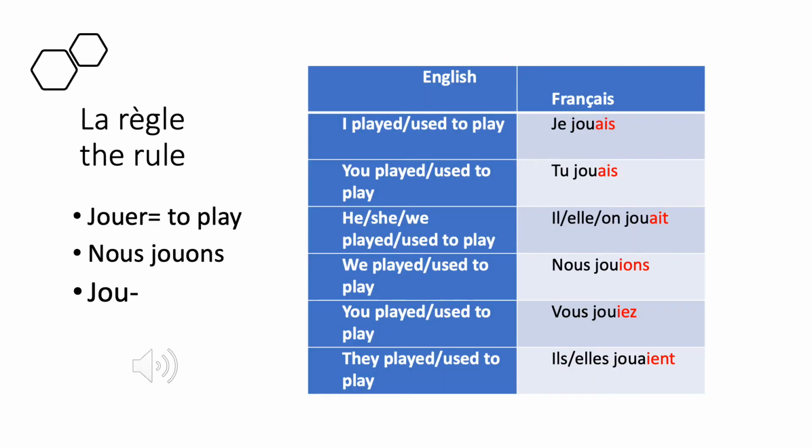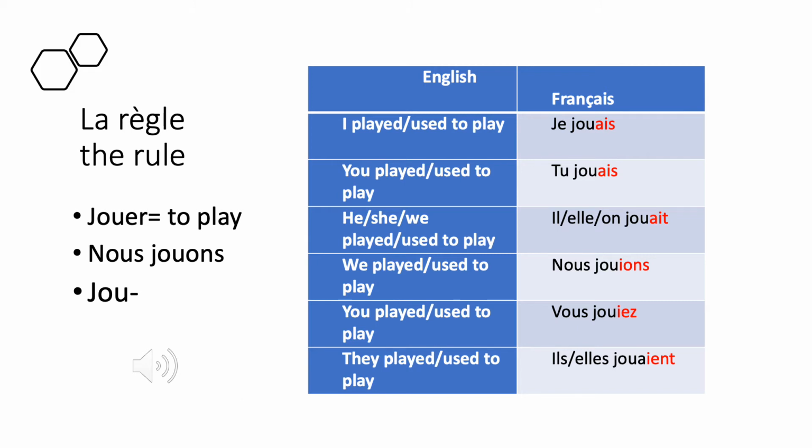Here is your rule for regular verbs. The best way to go about it is to think of your nous form of the verb in the present tense. So if we look at the verb jouer, to play, in the present tense for nous, it goes nous jouons, we play. So then what we do is we remove the present tense ending of the verb, that ONS, and that leaves us with what is called the stem, jou, J-O-U.